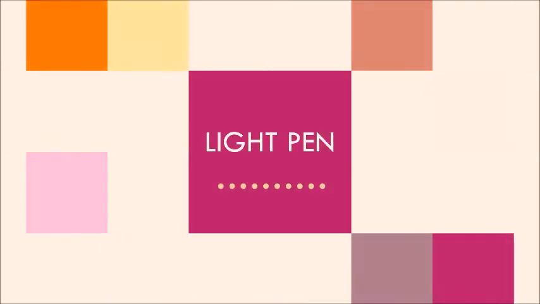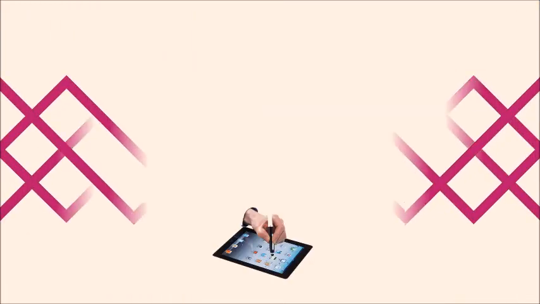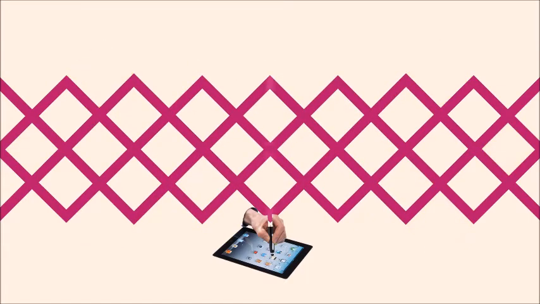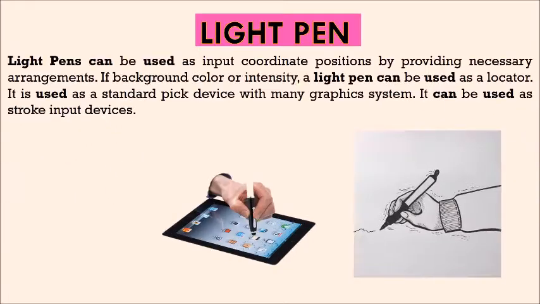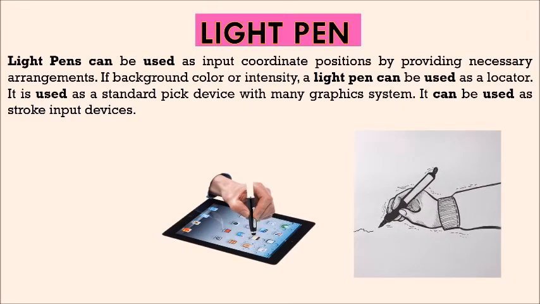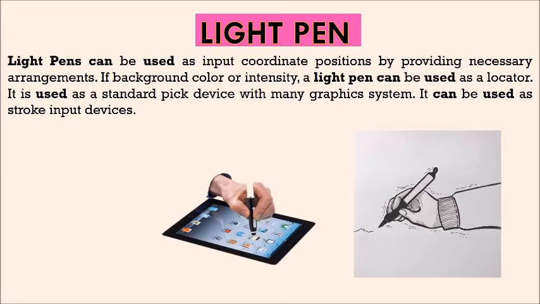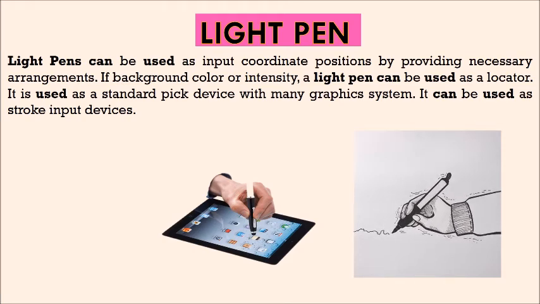Light pen. Light pen is an input device. Light pens can be used as input coordinate position by providing necessary arrangement. If background color or intensity, a light pen can be used as a locator. It is used as a standard pick device with many graphic systems. It can be used as a stroke input device.